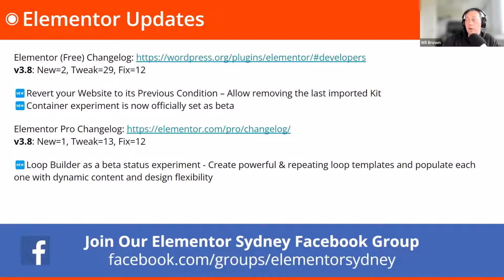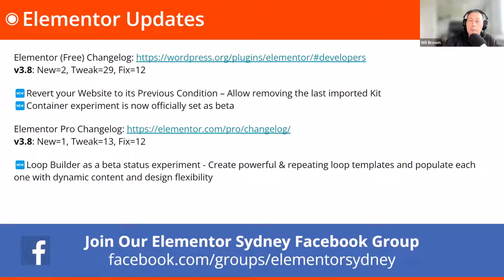And the 2 new features are, and the first one is being widely asked for, is to revert your website back to its previous condition when you've installed one of the kits. So if you install one of these kits from the Elementor library, now you can press a button and it actually removes all the stuff that it put in there. So that's really, really cool. So if you're looking to play around with things, you can quickly install a template kit. If you don't like it, just remove it from there and then try something else. So that's going to save people a ton of time. So that's a real welcome addition.